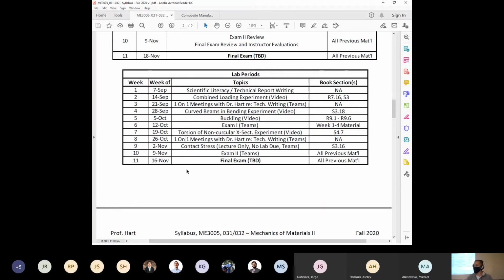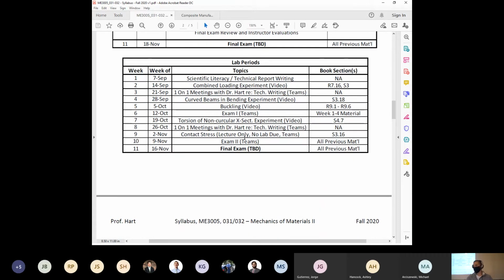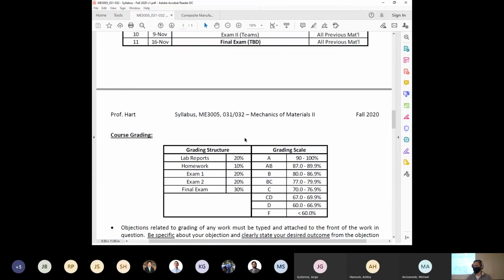All right. So you can see the remainder of what we've got going on. We have a buckling lab, torsion of non-circular member lab, and curved beam and bending lab. And so these things will line up pretty well with the lecture. So you should have the theoretical background as well as the experiment to go with it.